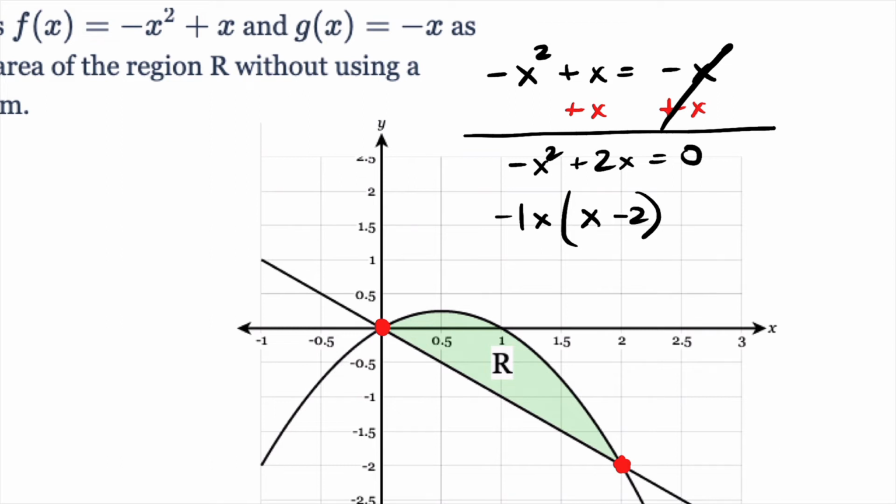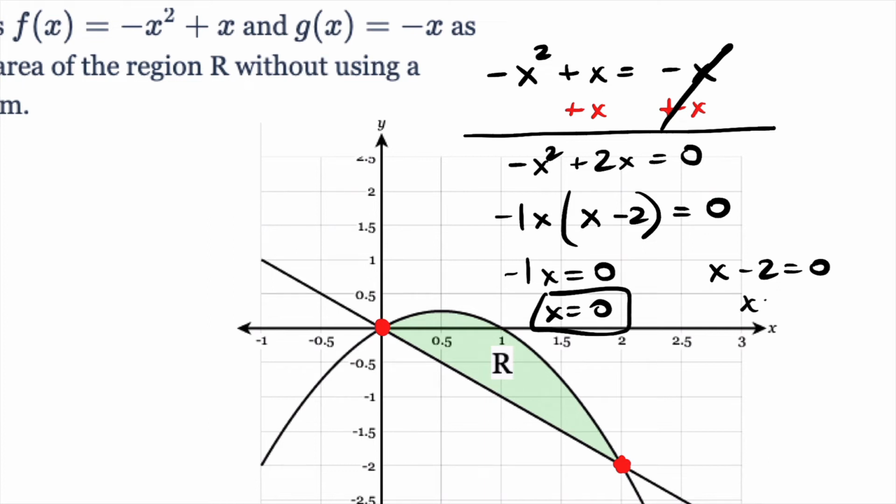You get x minus 2 equals 0. Set both of those equal to 0. Set negative x equal to 0, and set x minus 2 equal to 0. You're going to get x equals 0 and x equals 2. That's how you can tell what the bounds are going to be.